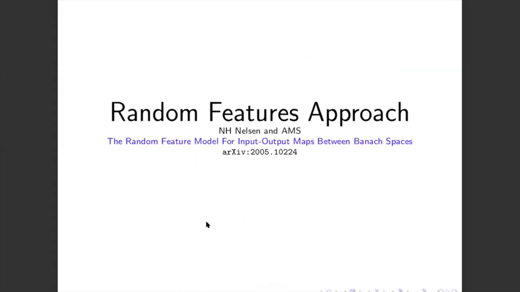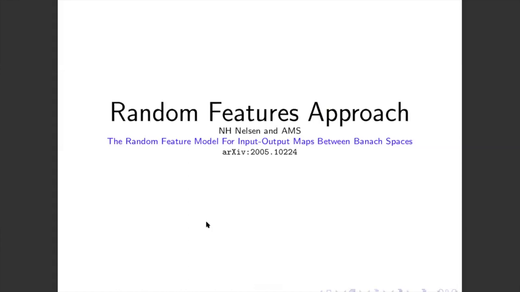The second method I want to describe is not a neural network, but based on something called the random features method. And this makes nice connections with reproducing kernel Hilbert spaces. And I will try and explain some of those to you based on the assumption that you've not seen reproducing kernel Hilbert spaces before, but if you have, there may in any case be something interesting about the way that they are used in this context.